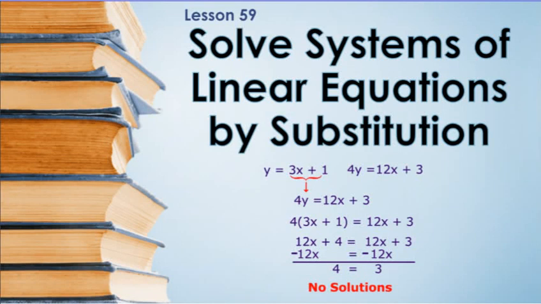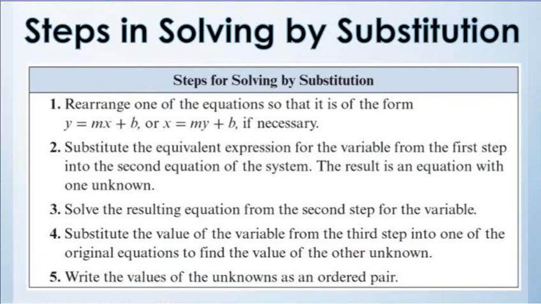Lesson 59, solve systems of linear equations by substitution. So let's look at the steps you use to solve. First, you need to rearrange one of the equations so that it is in the form of y equals mx plus b or x equals my plus b if necessary. So make sure you have one of the variables solved for.